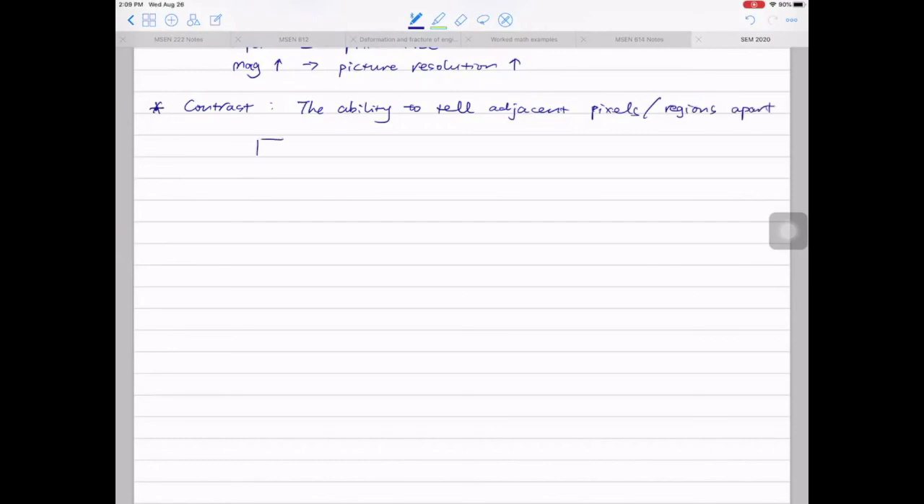Again, let's draw two adjacent boxes. In the first case, the first box is blue. The second box is also blue. There's no contrast. We cannot tell these two pixels apart. But for the second example, one is blue, one is white, then we can tell them apart. So in the first case, there's no contrast.